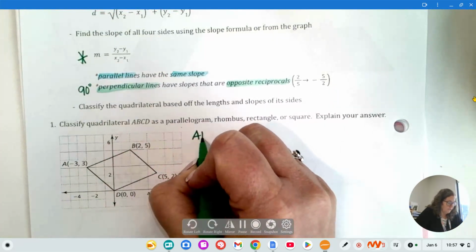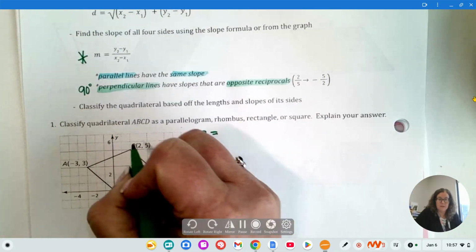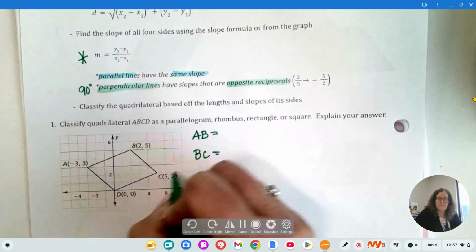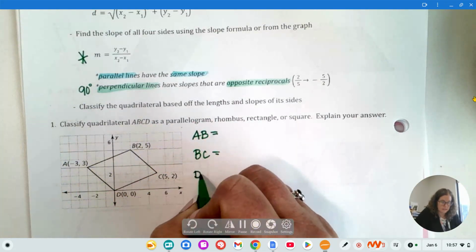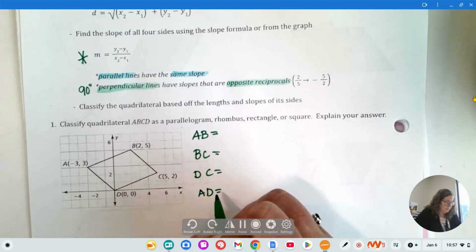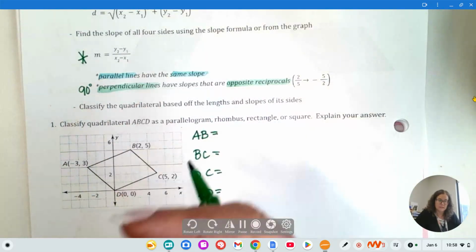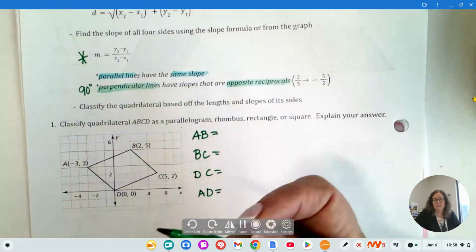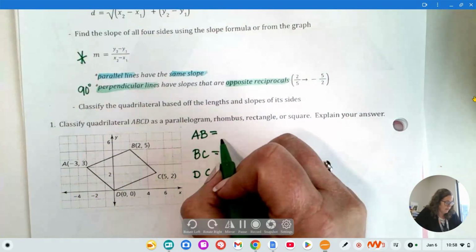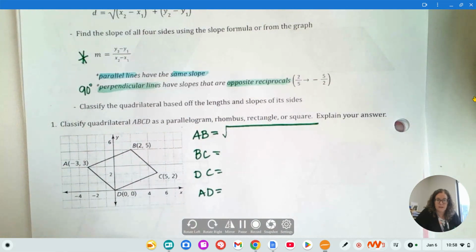The first thing we're going to do is find the length of AB. We need to find the length of BC. We need to find the length of DC, the one on the bottom. And then the last side is AD. Remember when we did triangles, we did the distance formula for 3 sides because that's all there was. Now we're going to do the distance formula for all 4 sides. And they have the points nicely written on here, so we don't have to figure that out ourselves.